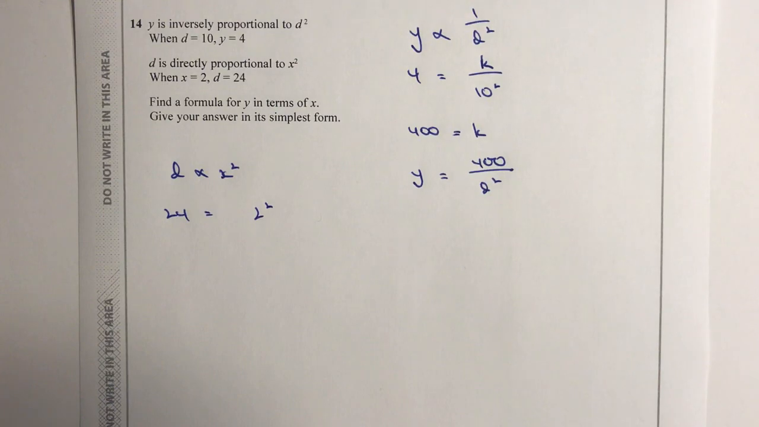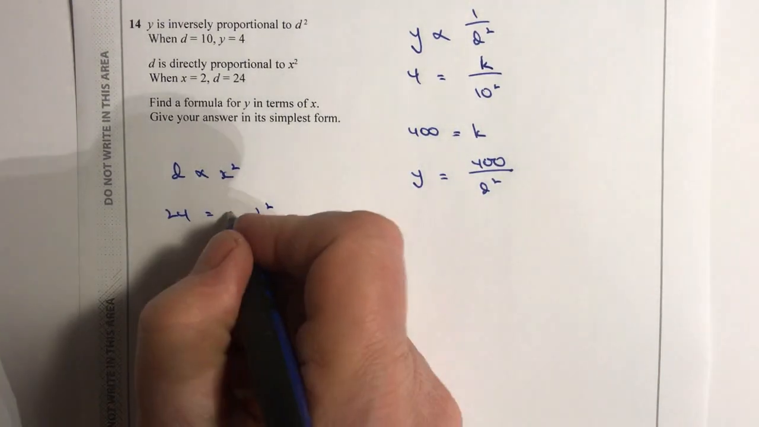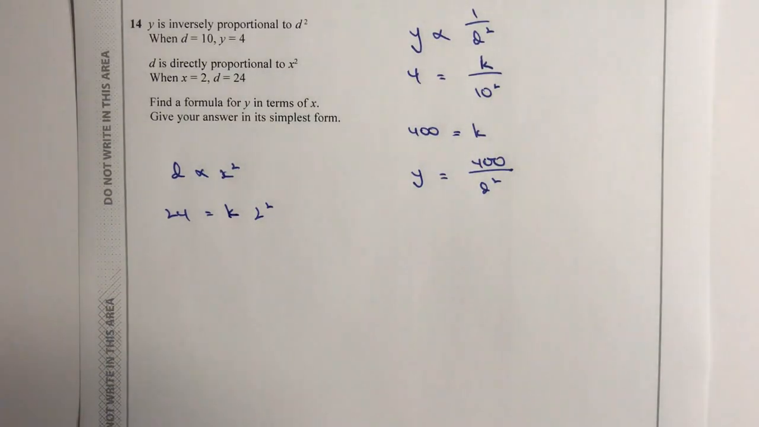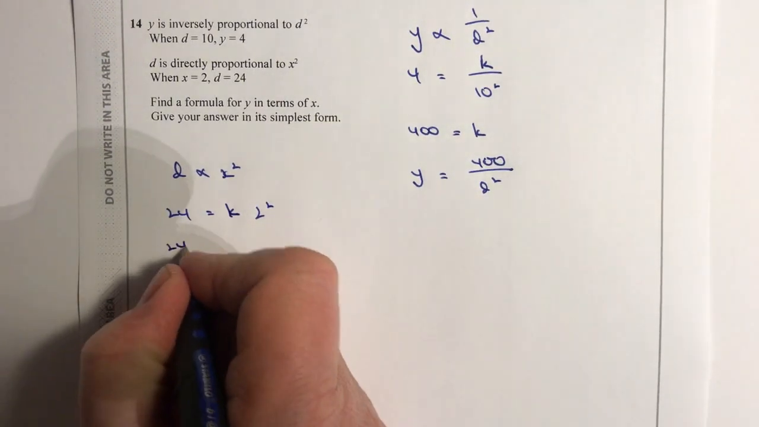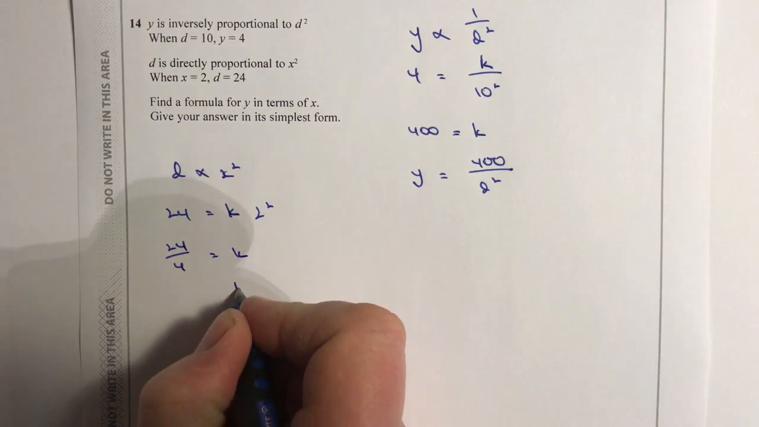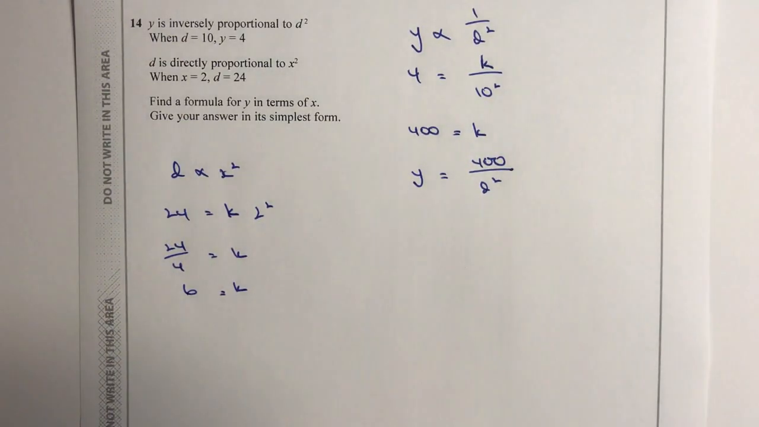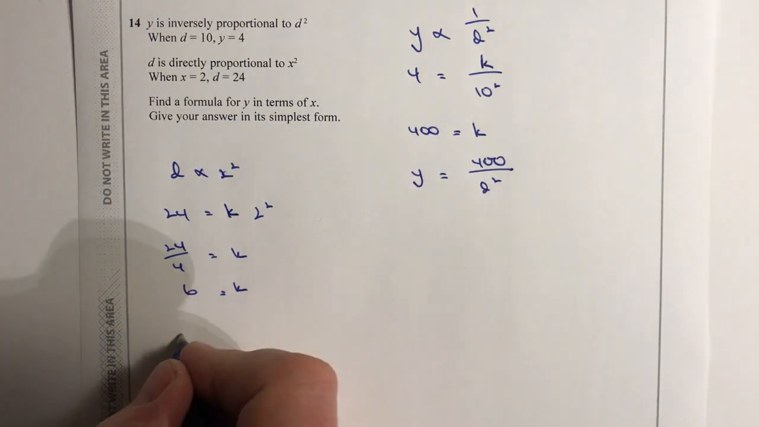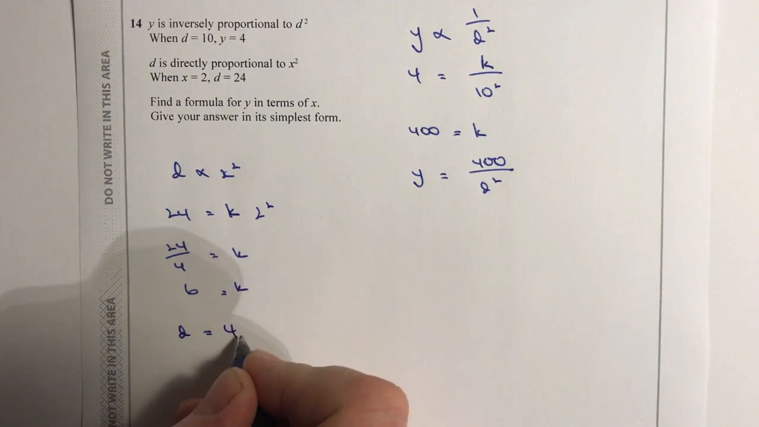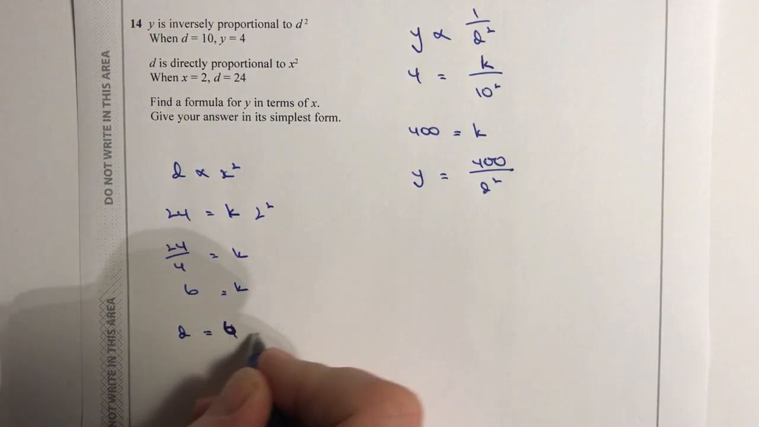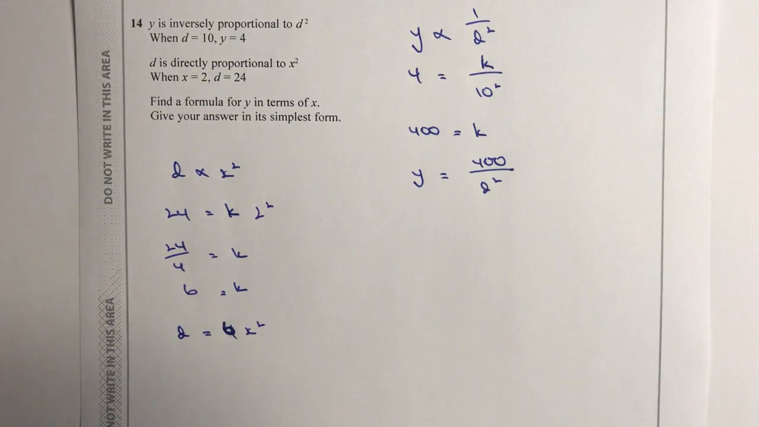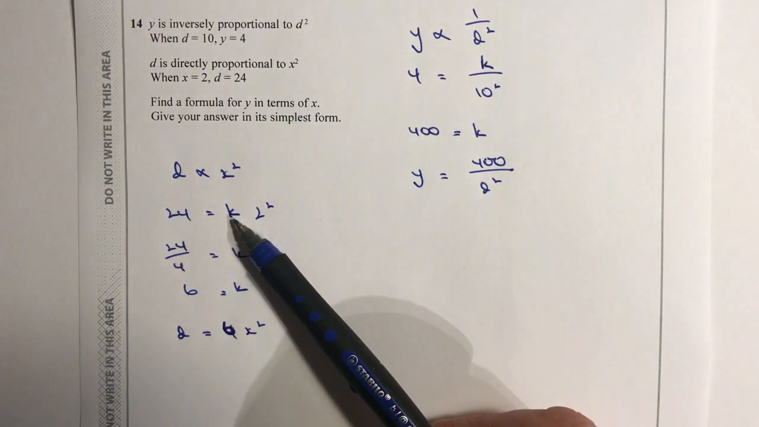Well, no, it doesn't. The bit that's missing is this constant, and we need to again work out this value of k. So this is going to be k times 4, if you like, 4k. So 24 divided by 4 equals k, and k equals 6. So therefore it's much more accurate for us to write this as a formula: d equals 6x squared. Okay, so the value of k is 6, and we need to make sure it appears in the formula.